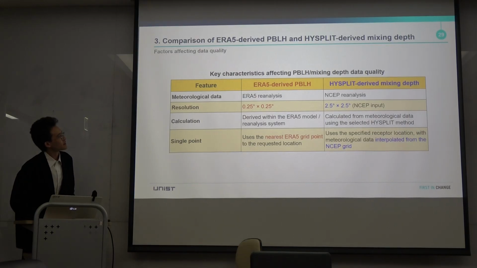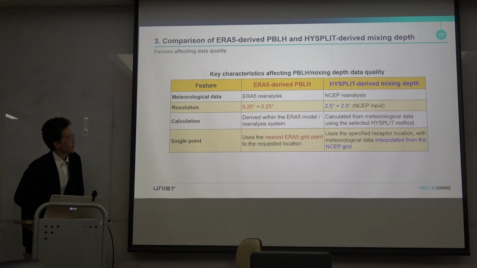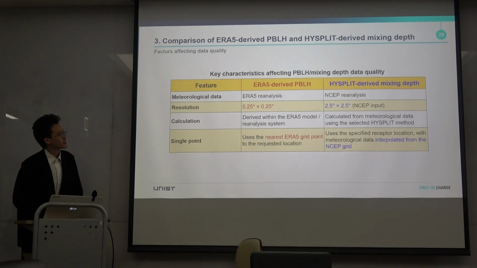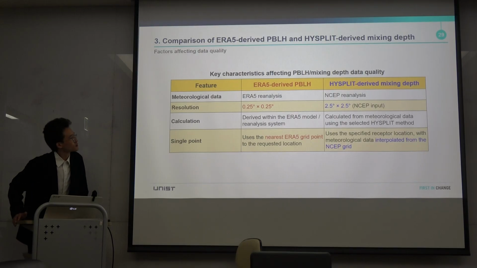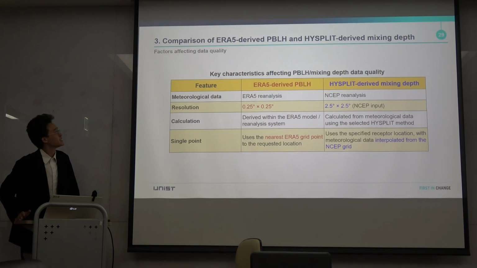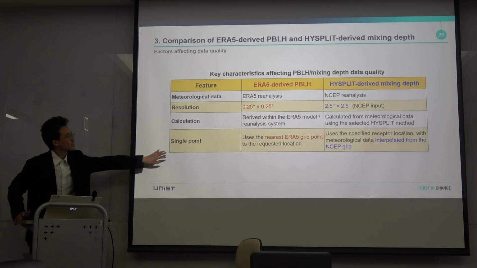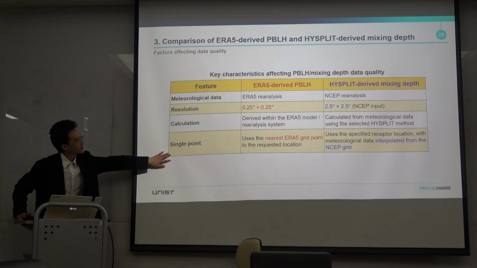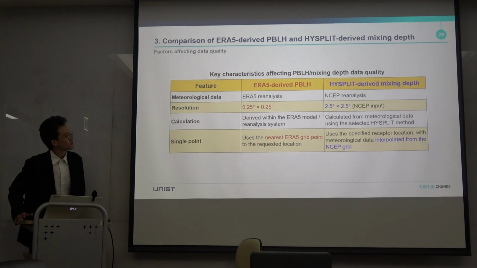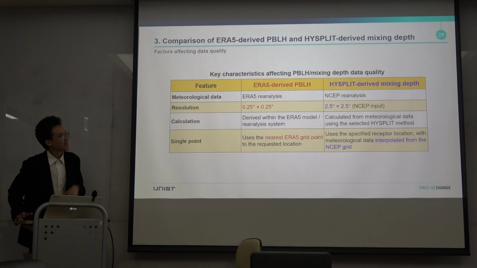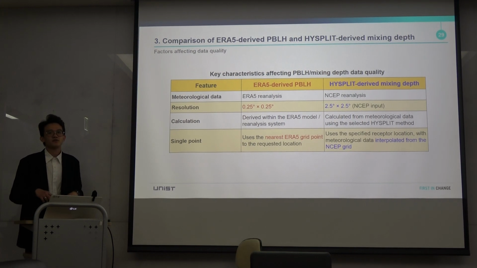The ERA5 data has 0.25 by 0.25 degree, but the HYSPLIT has a much coarser resolution, like 2.5 by 2.5 degree. Especially for a single point, ERA5 uses the nearest grid point to our requested location, and for HYSPLIT, they will interpolate the data for our requested location from the NCEP grid, which is much coarser.